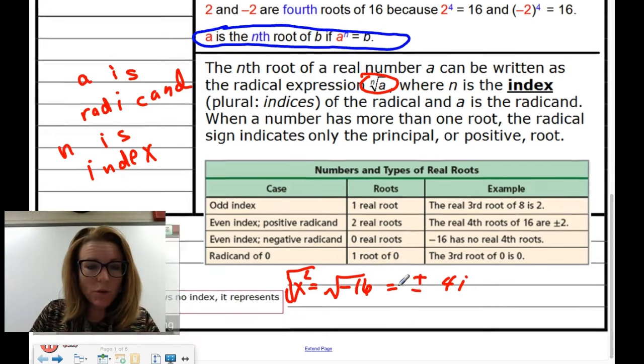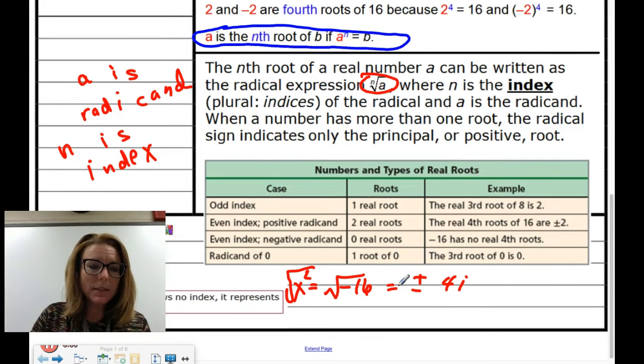Now I'm going to scroll down here. Underneath our picture, it's in your notes, but it says, when a radical sign shows no index, it represents a square root. Next page.